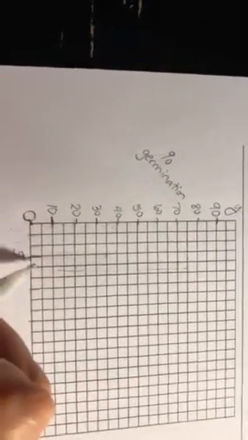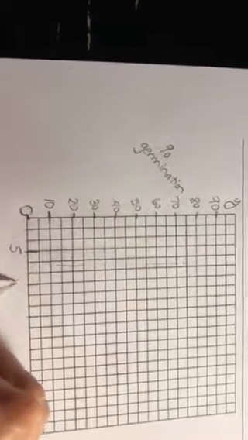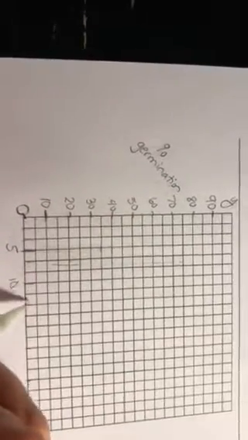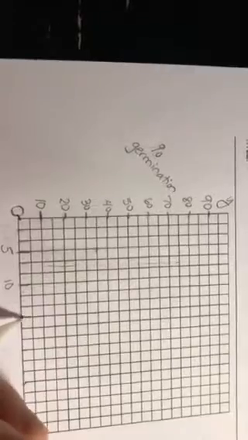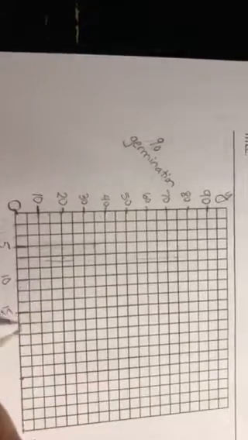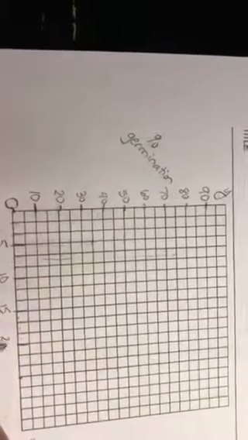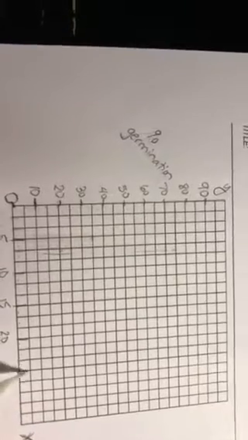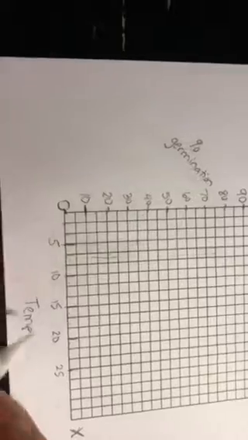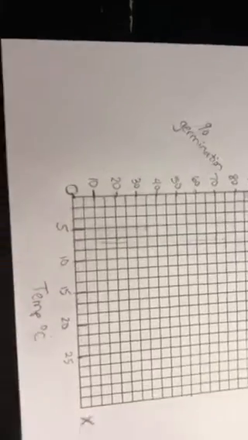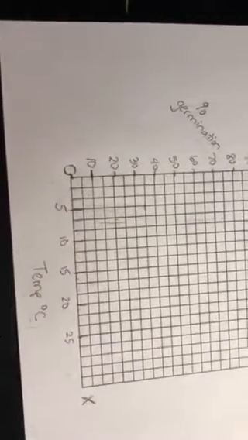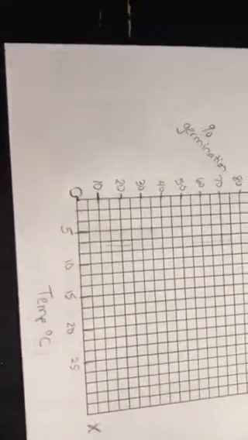Then I'm going to go 3 more. 1, 2, 3. That's going to be 10. 1, 2, 3. That's going to be 15. 1, 2, 3. That's going to be 20. 1, 2, 3, that's going to be 25. And this is going to be temperature in degrees Celsius. Okay, so I have my units here. I have word labels for both of my axes.